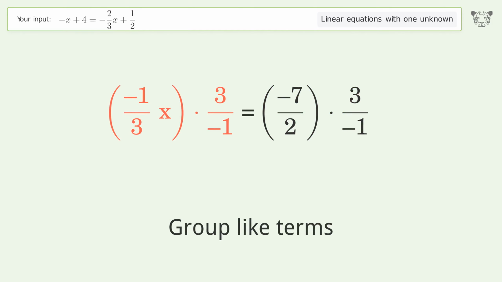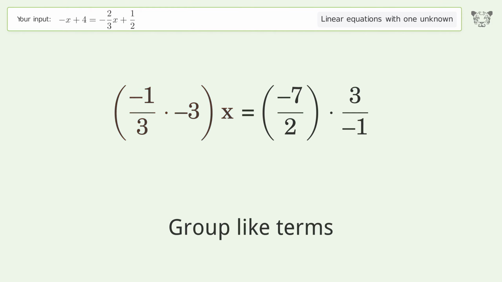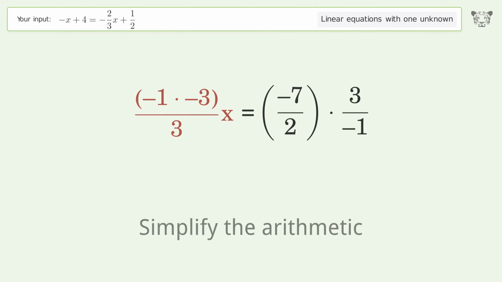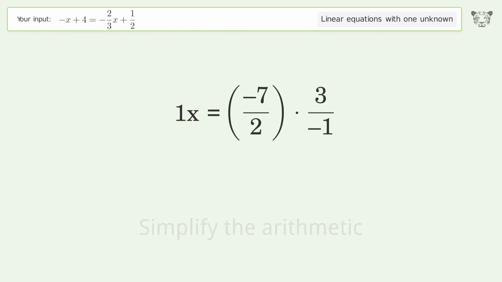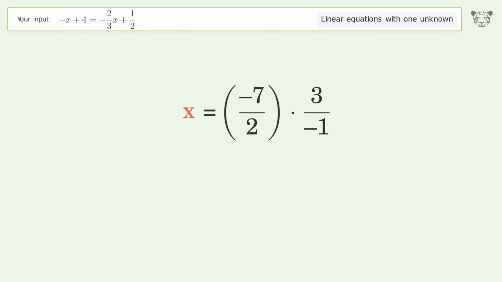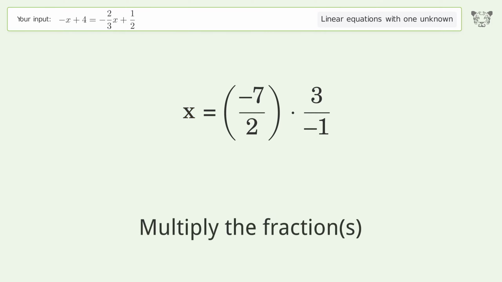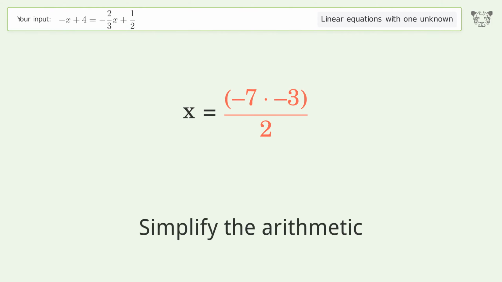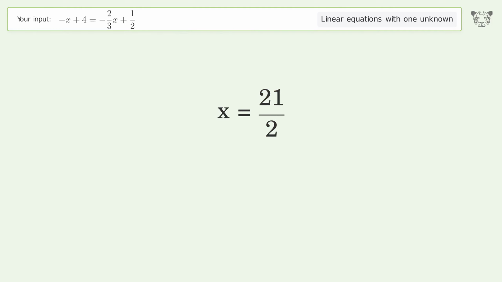Group like terms. Multiply the coefficients. Simplify the arithmetic. Multiply the fractions. Simplify the arithmetic. And so the final result is x equals 21/2.